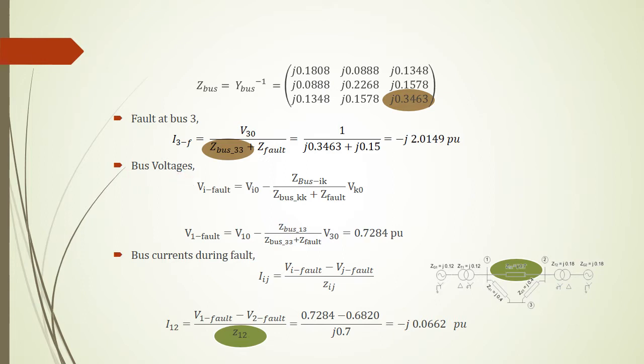About the bus voltages during the fault, we apply this current, and for example, the bus voltage at bus 1 during the fault equals the voltage at bus 1 before the fault minus Z bus 13 over Z bus 33 plus Z fault, multiplied with the voltage at bus 3 before the fault, which equals 0.7284 pu.